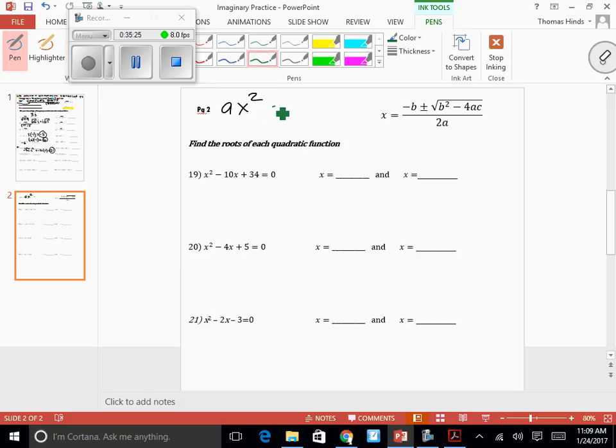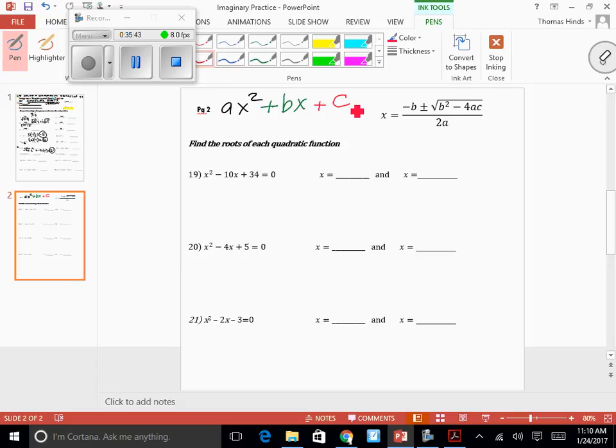Raise your hand if you've worked with the quadratic formula. This formula right here. Please put a box around this and write down quadratic formula.